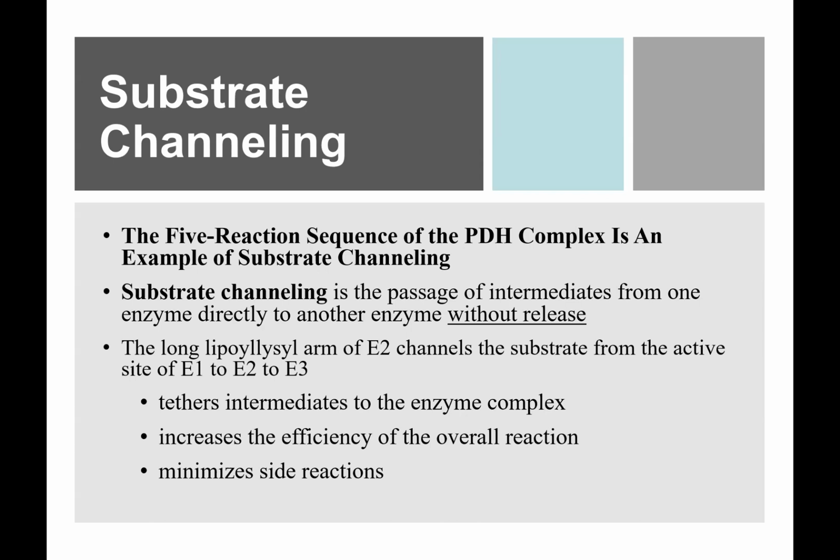That just means we're passing this hydroxyethyl intermediate from one coenzyme to another, right? And the final product, of course, here is acetyl CoA. What does this accomplish? Well, it tethers these intermediates to the enzyme complex. That much is obvious. It helps increase the efficiency of the overall reaction, and it minimizes any side reactions. So this is all good and important.